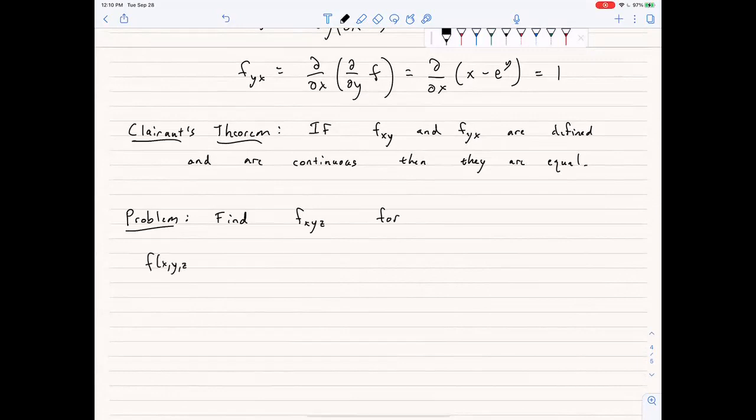So find, here we're going to do a three-variable function, x, y, and z, for the following guy. f(x, y, z) equals x to the y power, z squared, minus one of my favorites, I know you guys all love this function, arctan. Arctan is great, isn't it?